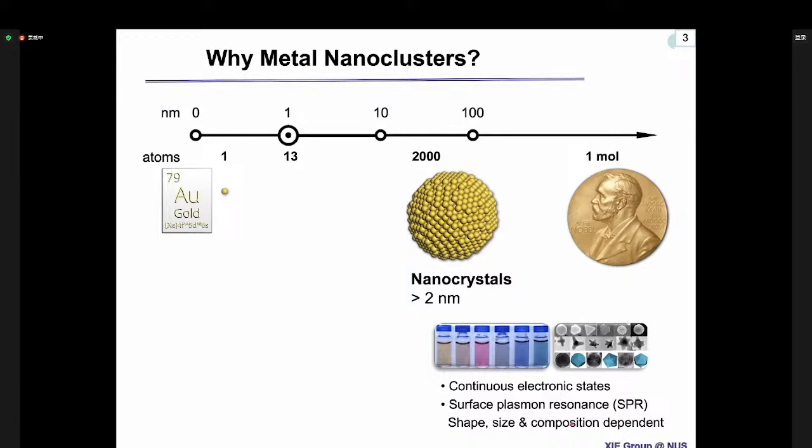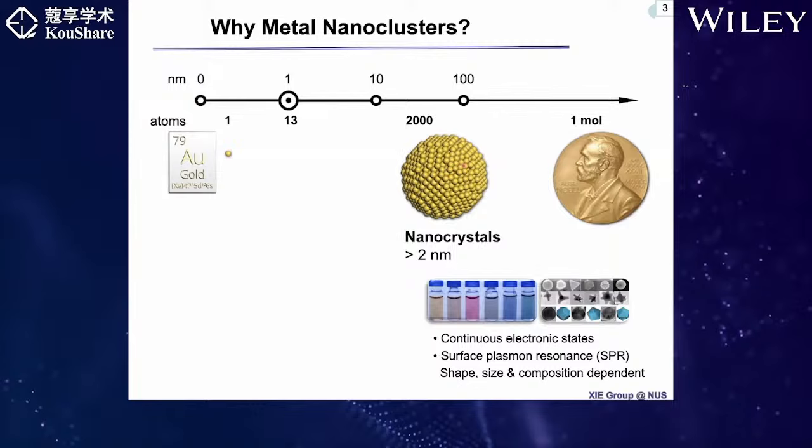And we can control these properties by controlling the shape, size, and composition of these materials. Right? And if you still remember, well, our young students, if you still remember our high school chemistry, you know single gold atoms have discrete electronic states. So the next question we may ask is, what is the transition between a single gold atom's discrete electronic states and the continuous electronic states of thousands of gold atoms?